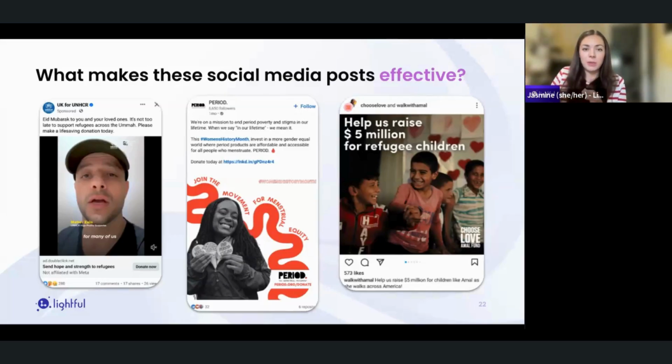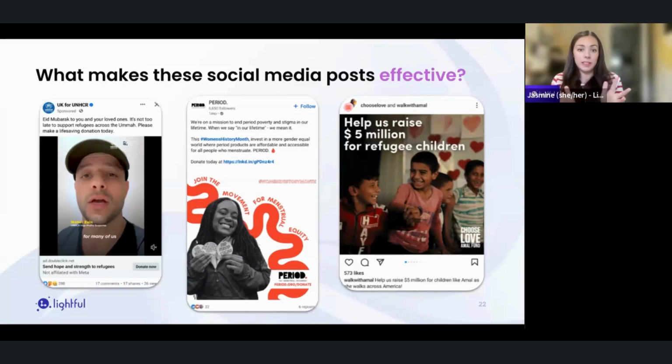The middle post is from LinkedIn. And actually LinkedIn is increasingly becoming a space for this kind of content, which it definitely didn't used to be. But the posts are super eye-catching. It encourages people to join the movement, inviting people to feel part of something that's bigger than themselves. And then finally on the right, Choose Love has posted an Instagram carousel. So that's multiple images you can swipe through. And the header is really clear. It just says, help us raise $5 million for refugee children.